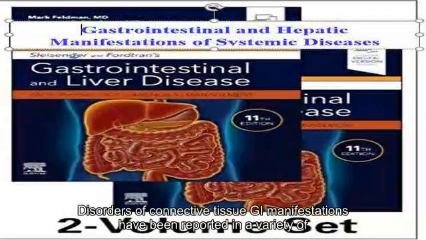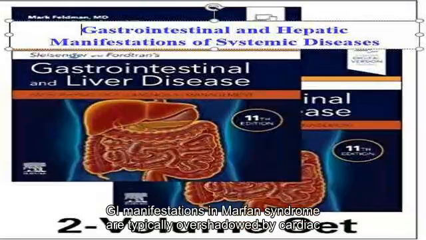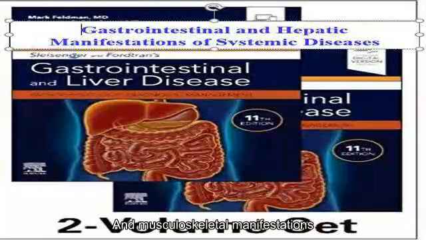Disorders of connective tissue. GI manifestations have been reported in a variety of connective tissue disorders. These may be classified as structural or functional abnormalities. GI manifestations in Marfan syndrome are typically overshadowed by cardiac, ophthalmic, and musculoskeletal manifestations.